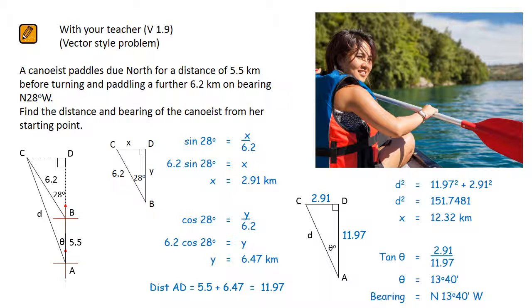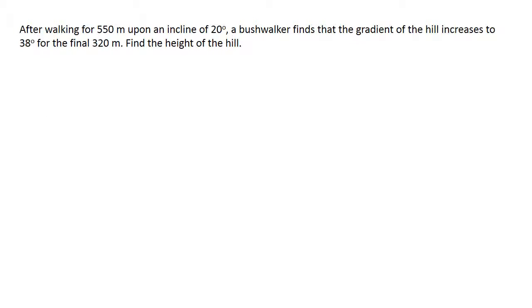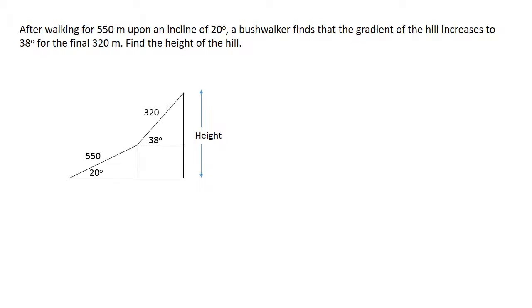The next example says that after walking 550 metres up an incline of 20 degrees, the bushwalker finds that the gradient of the hill increases to 38 degrees for the final 320 metres. Our job is to find the height of the hill. If we extend lines out and down, we can see that the height of the hill is given by this distance here. All we need to do to work it out is to consider each of the two triangles separately. Work out the height climbed in the first pitch of the journey, x, and the height climbed in the second pitch of the journey, y, and add them together, and that'll give us the total height of the hill.